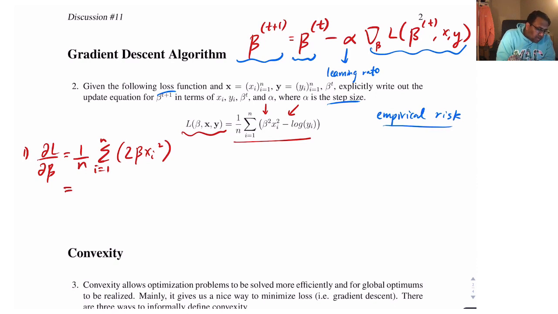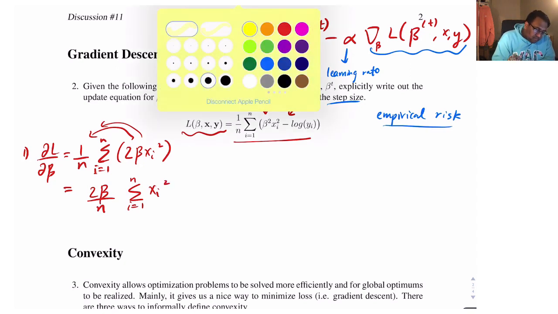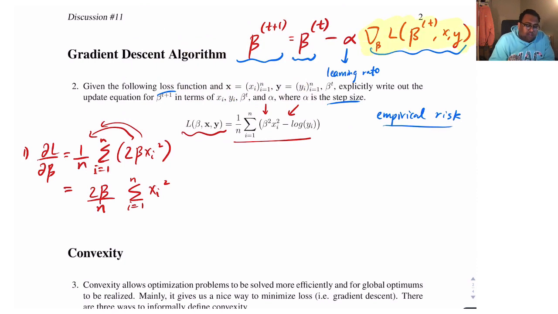So this is what the derivative of my empirical risk looks like. And I can actually pull the 2 and the beta out of this sum because they're completely independent of i, which is my summation index. So I can write this as 2 beta over n times a sum of i going from 1 to n of xi squared. And so what I've just computed now is this piece at the very end, the gradient of my loss with respect to beta. In this case, it's a partial derivative because beta is just a scalar as opposed to a vector. Okay, now all I need to do is plug this into the update equation that we've seen.